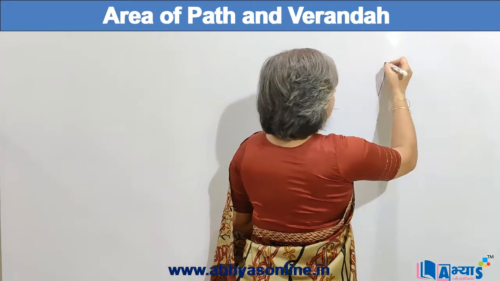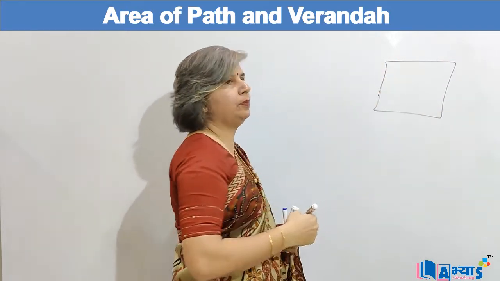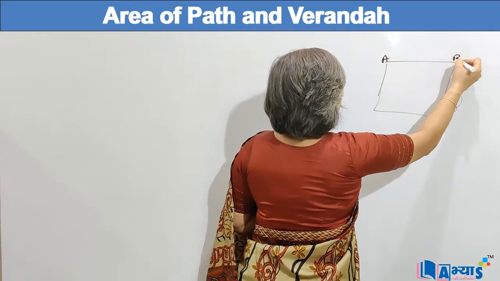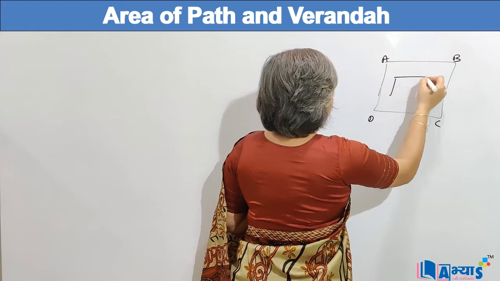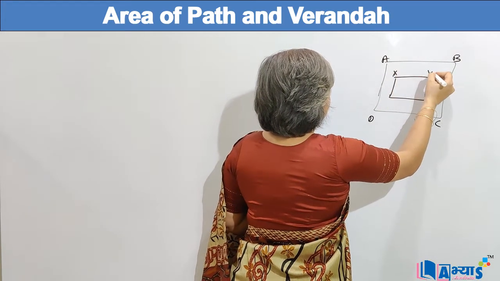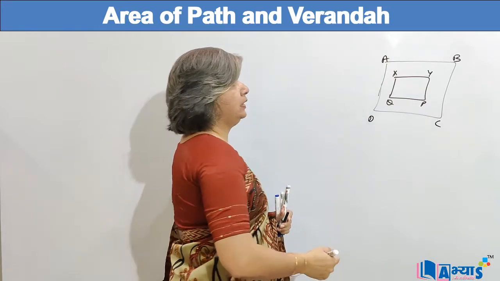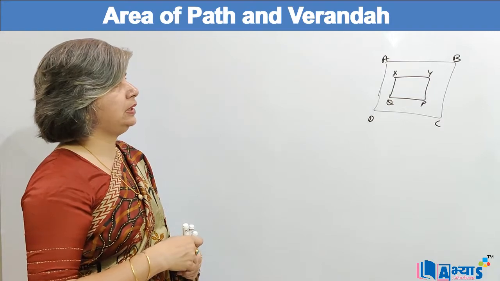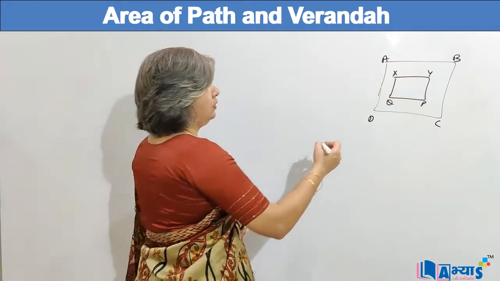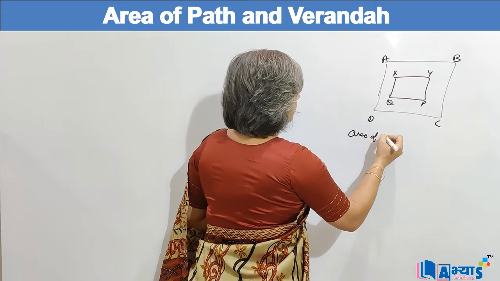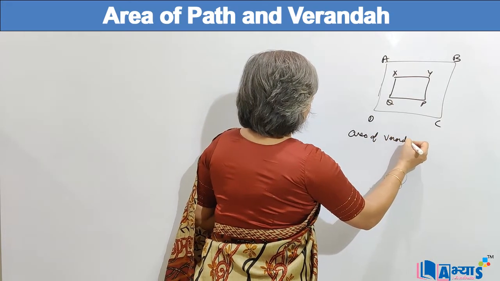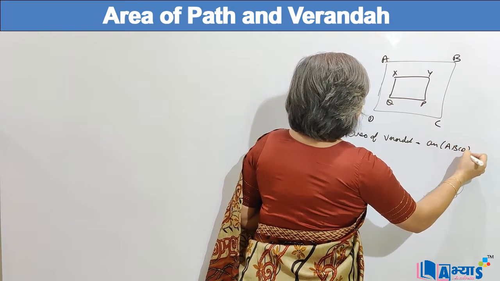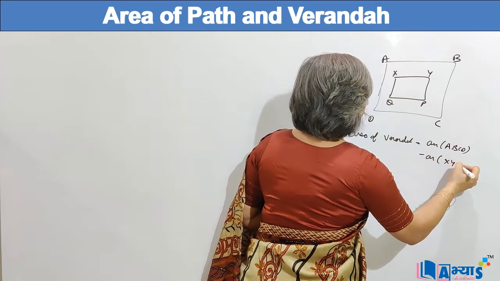That means if we are given a rectangular plot with the name ABCD, and we have built a house in between with the name XYPQ. So the area of the plot is the area of ABCD and the area of the house is the area of XYPQ. So area of veranda is equal to area of ABCD minus area of XYPQ.